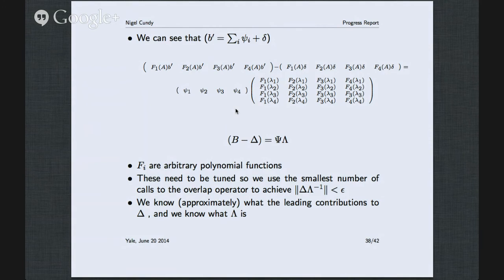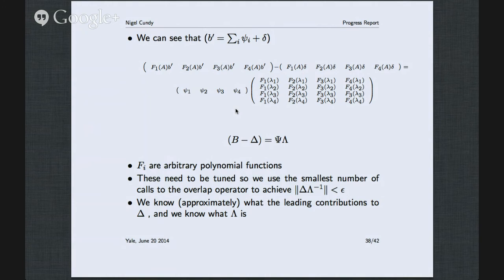In principle, we don't, of course, know delta. We don't know what this is. In principle, we just want to invert this lambda onto here. The problem is this lambda, if you do this badly, contains a number of very small eigenvalues. So the inversion, delta lambda to the minus 1, can blow up if you've got some very small eigenvalues. So you need to tune these polynomials pretty carefully to make sure that this delta lambda to the minus 1 stays relatively small. But this can be done.